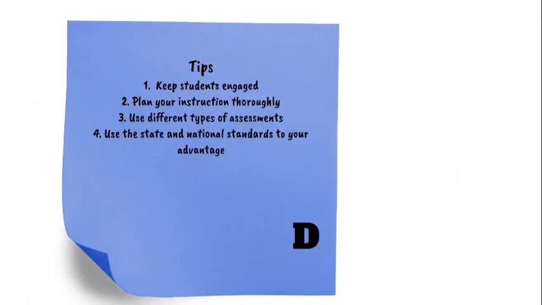My four tips. First, keep students engaged. I think it's super important to keep your students engaged no matter what. Having an engaged class means you have a good classroom environment and that everything's going to run smoothly. Two, plan your instruction thoroughly. This is super important. Having detailed instruction: what you're going to teach, when you're going to teach it, and how you're going to teach it.